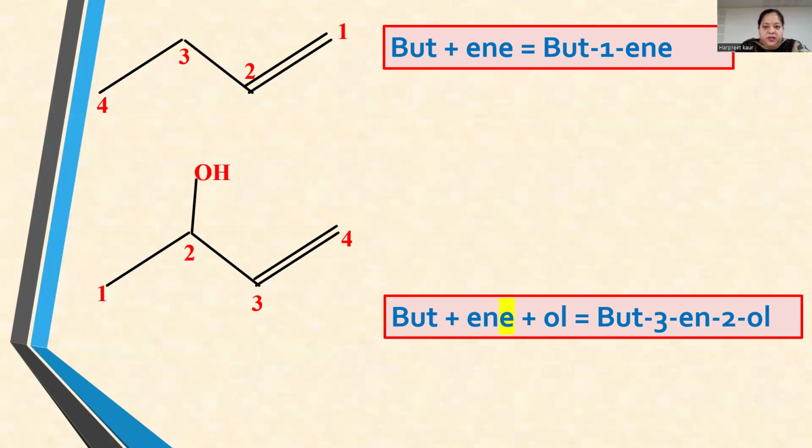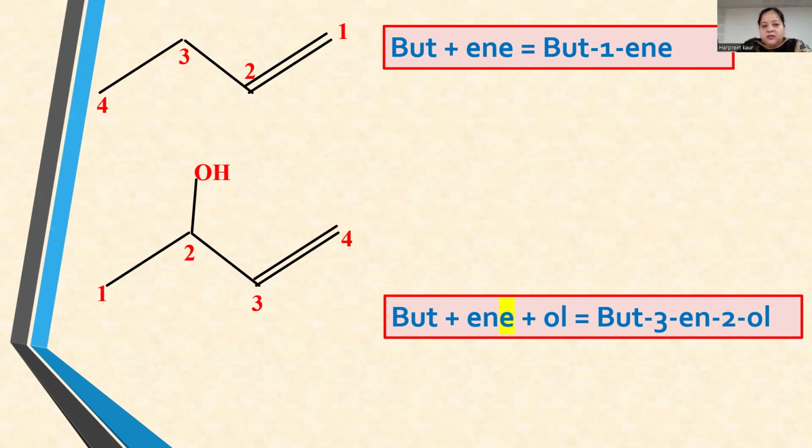So it is but plus ene, but-1-ene. See the difference in the first and the second structure. Only the functional group has been added. If we compare the first and second structure, the difference lies with OH only.